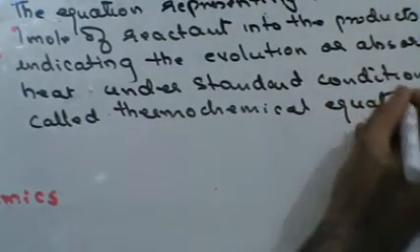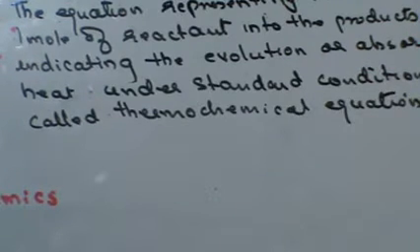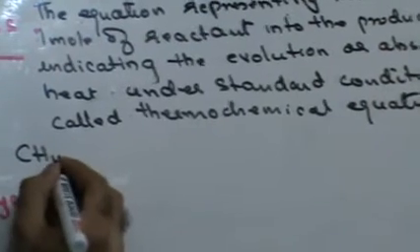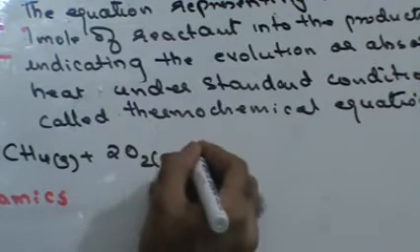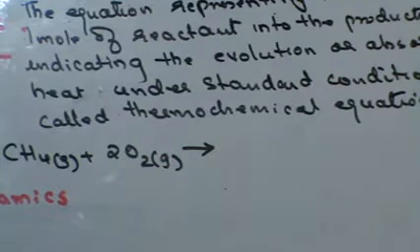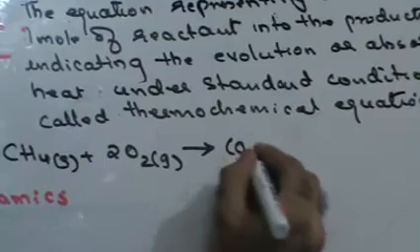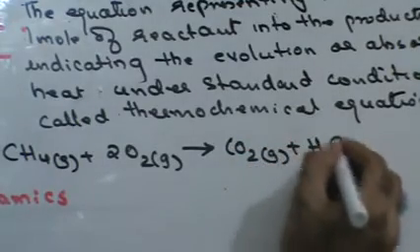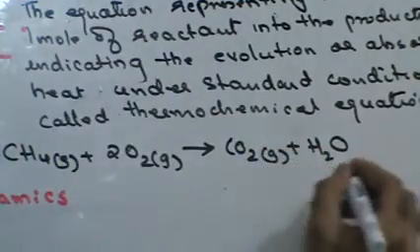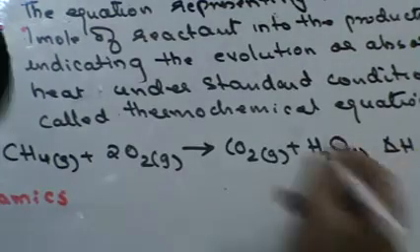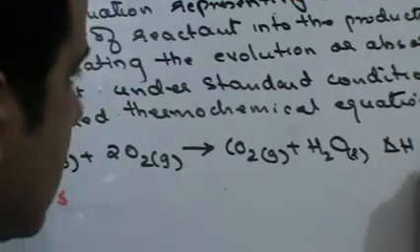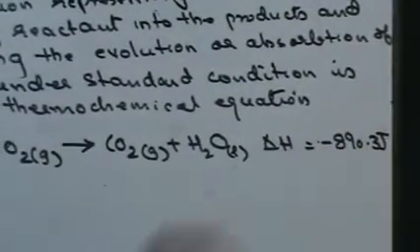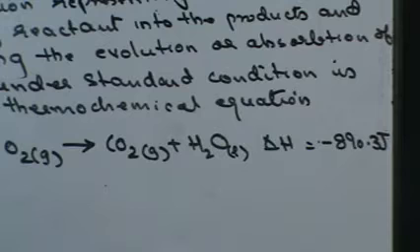Let's try to explain this with the help of an example, right? For example, if I give you an equation like this: methane in gaseous form reacts with 2 molecules of oxygen in gaseous form to give you carbon dioxide and water in liquid form. Delta H at 298 degrees is minus 890.3. This equation would be a thermochemical equation.